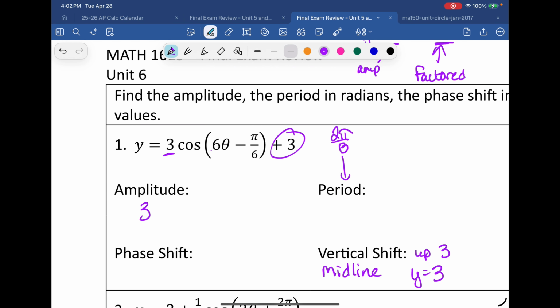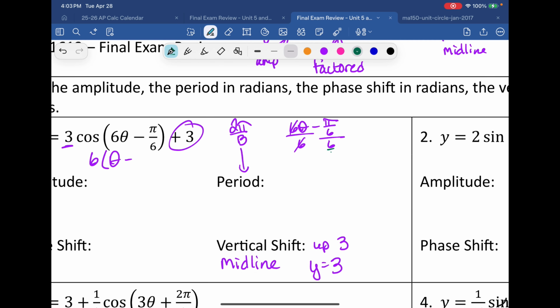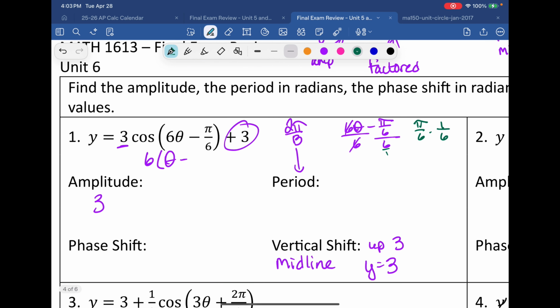So I'm going to factor out, which means I'm dividing 6 theta, right there, I'm dividing both of these by 6. That's what factoring means. Pi over 6 divided by 6. Okay, that's 6 over 1, so you multiply by the reciprocal. It'll be pi over 36.